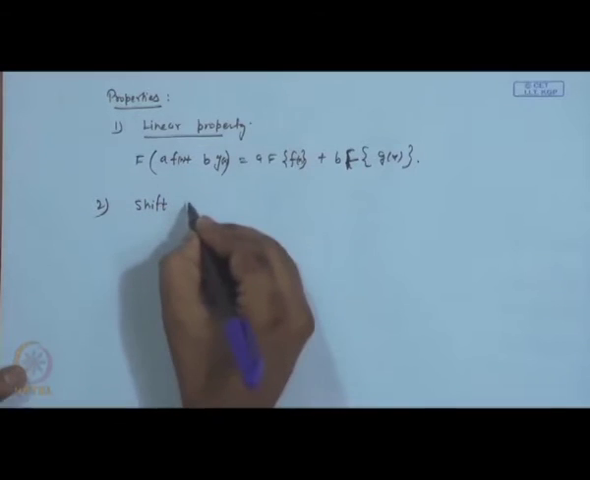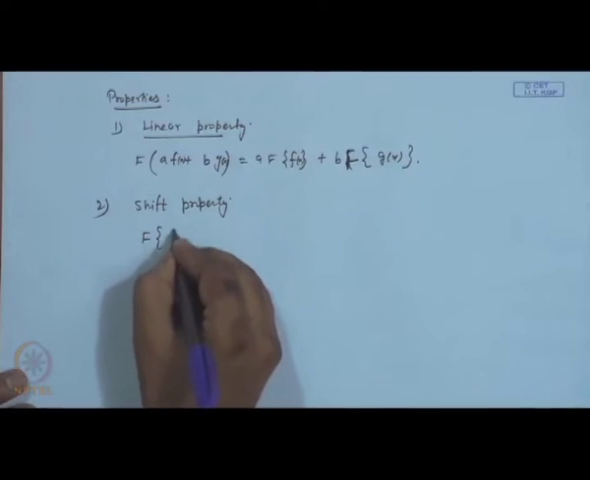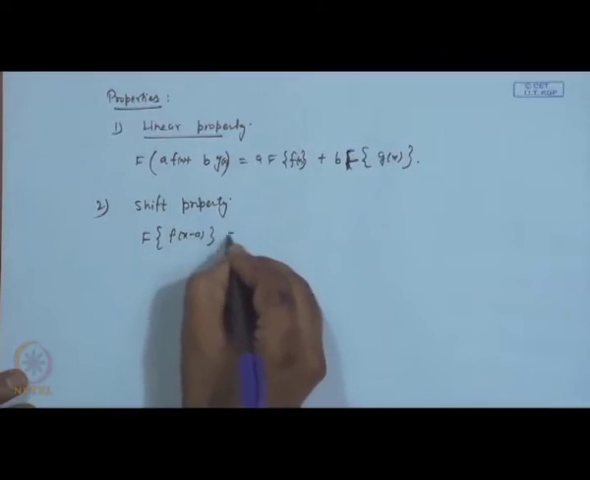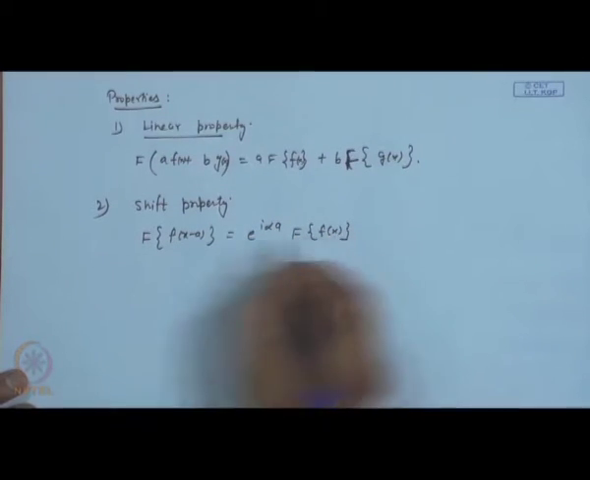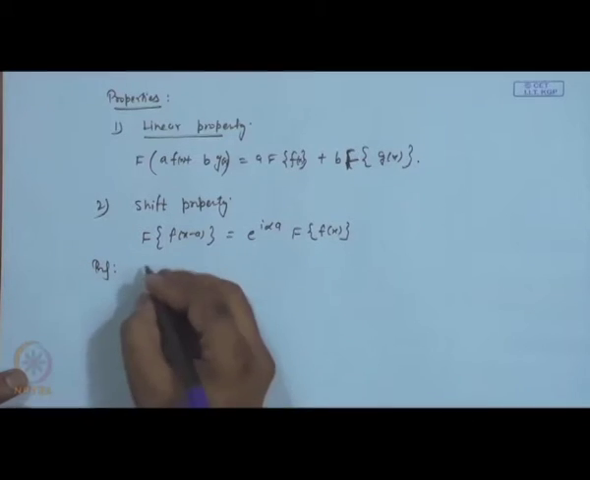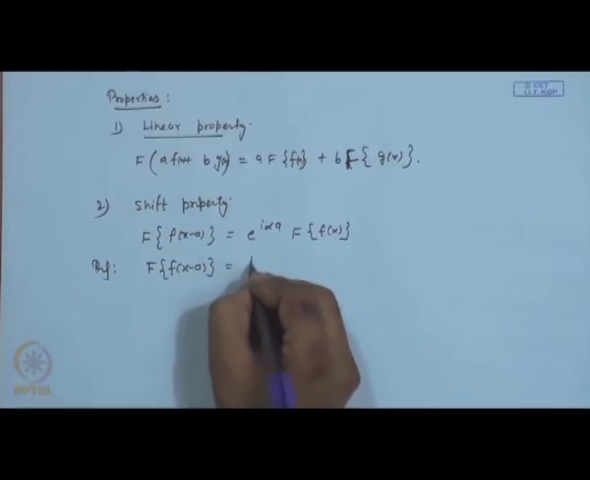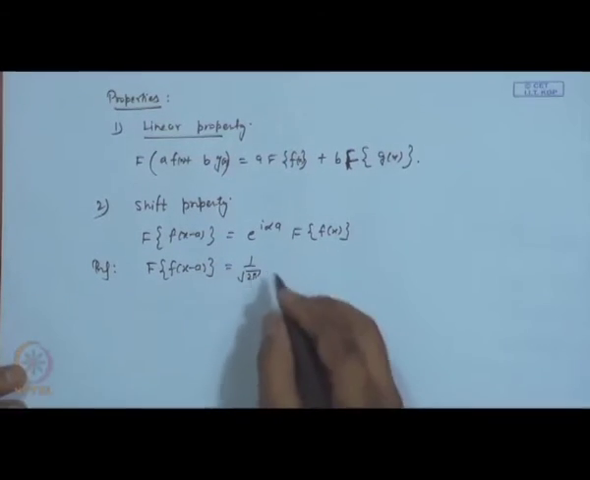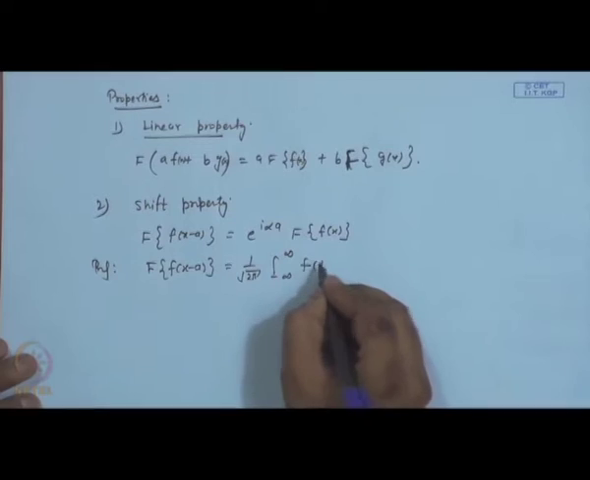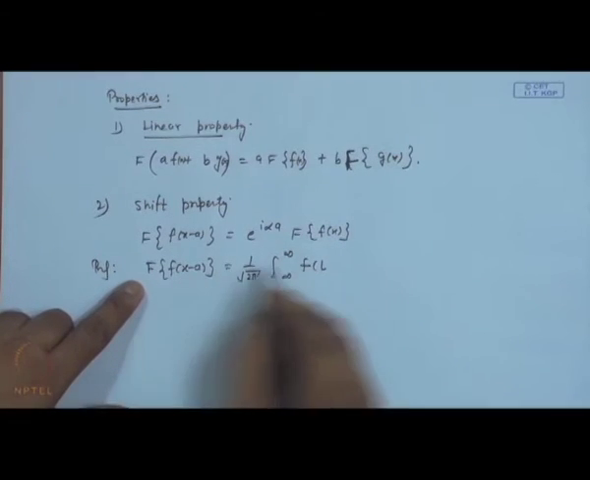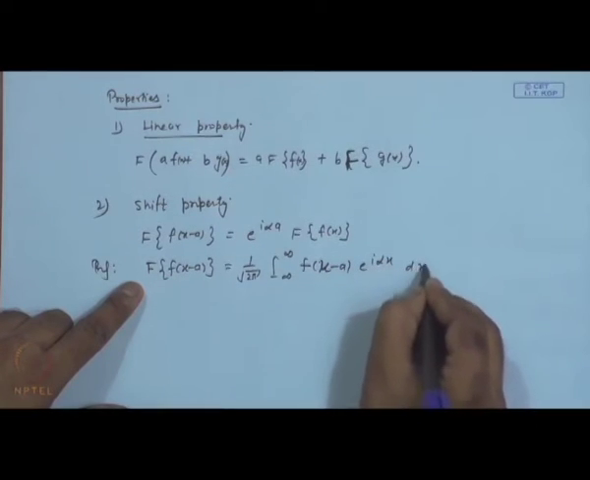The second one is the shift property, and in this case the Fourier transform of f(x minus a) is e^(i alpha a) times the Fourier transform of f(x). So, if we go to the proof, we take the Fourier transform of f(x minus a) as 1 over square root 2 pi, minus infinity to plus infinity, f(x minus a) e^(i alpha x) dx.